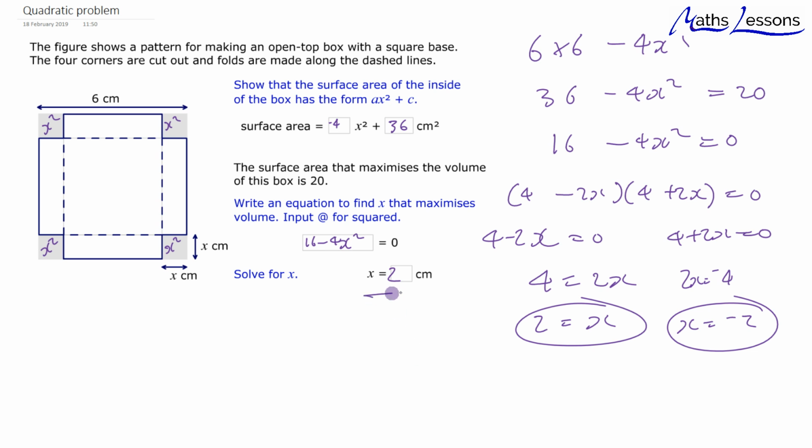There's only one answer to this question, contrary to popular belief in the chat. So that's the end of the level 6-7.